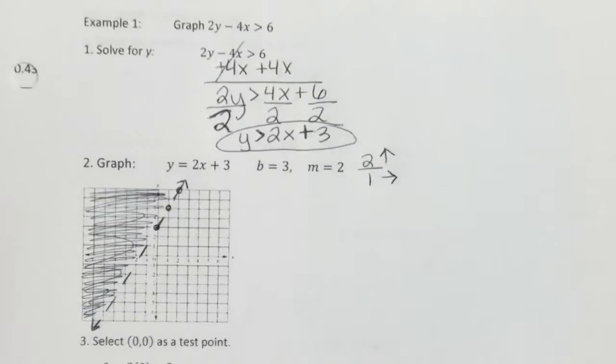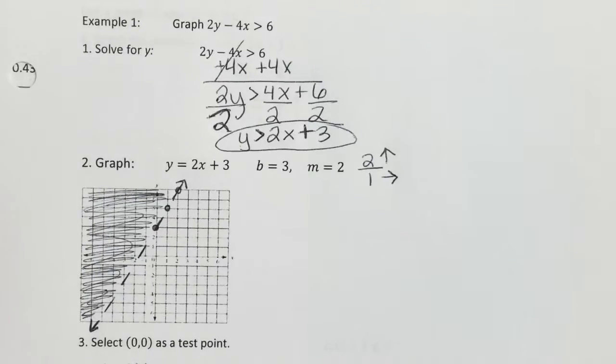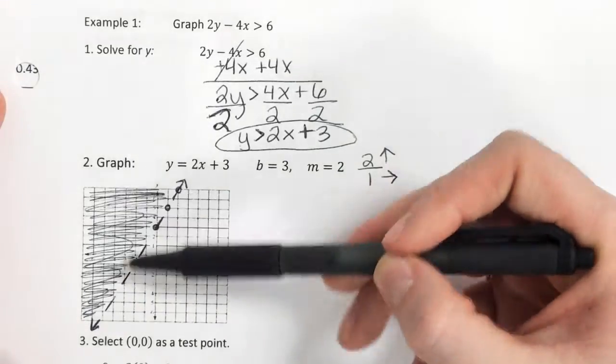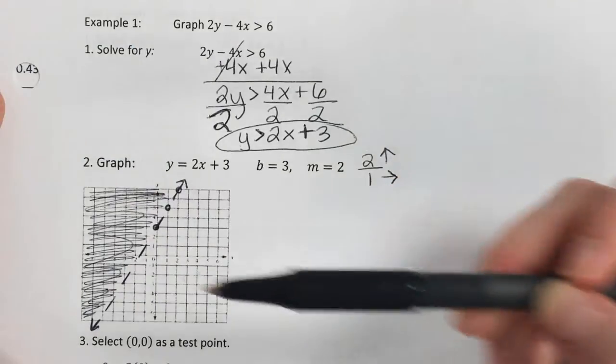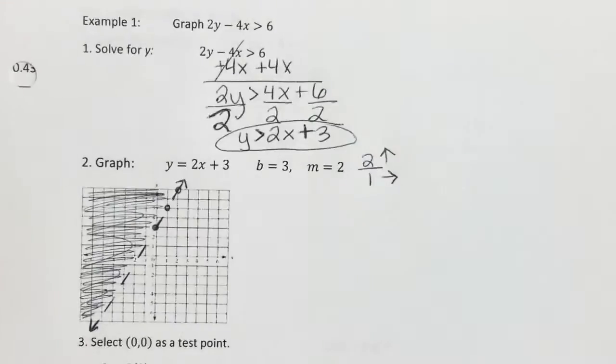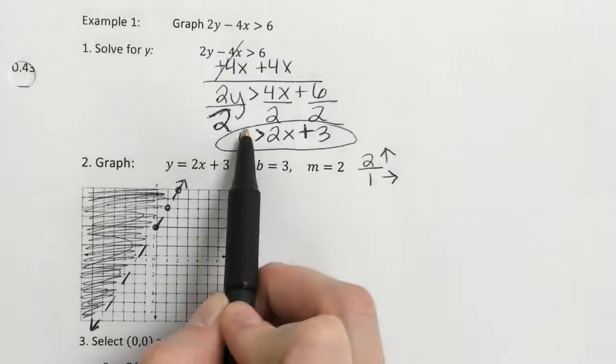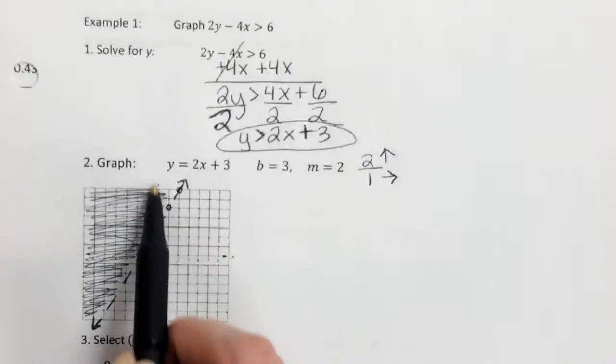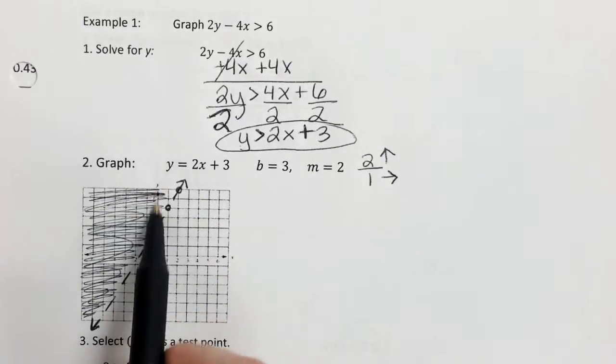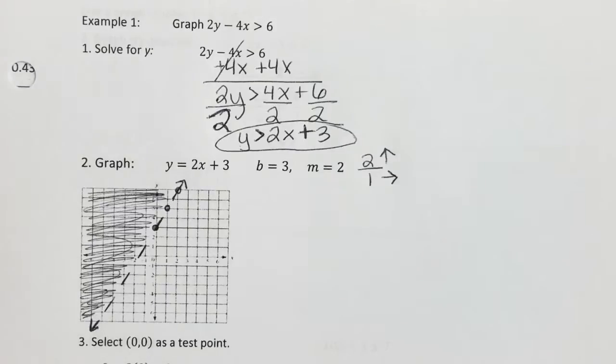How do you know which side to shade? Think about above and below the line. Go to any point on the line, and we're going above it. Think about it as we're looking at the y-axis. It says the y is greater. Think about the greater parts of the y. Because on the y-axis, the higher you go up, the greater it gets. Think about it that way.